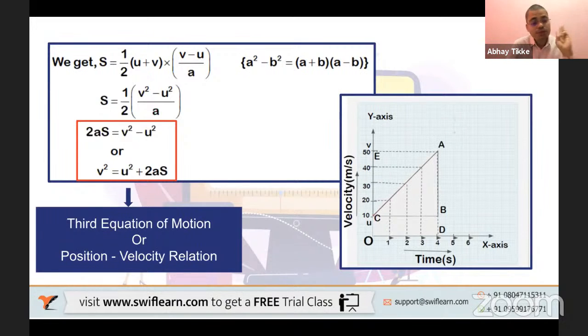So these three equations we derived now. First equation was V equal to U plus AT. Right. Second equation was S equal to UT plus half AT square. And what was the third equation? Third equation was V square equal to U square plus 2AS. These are three equations, right? Now let us proceed. Right. Special cases. Now, what are the special cases?